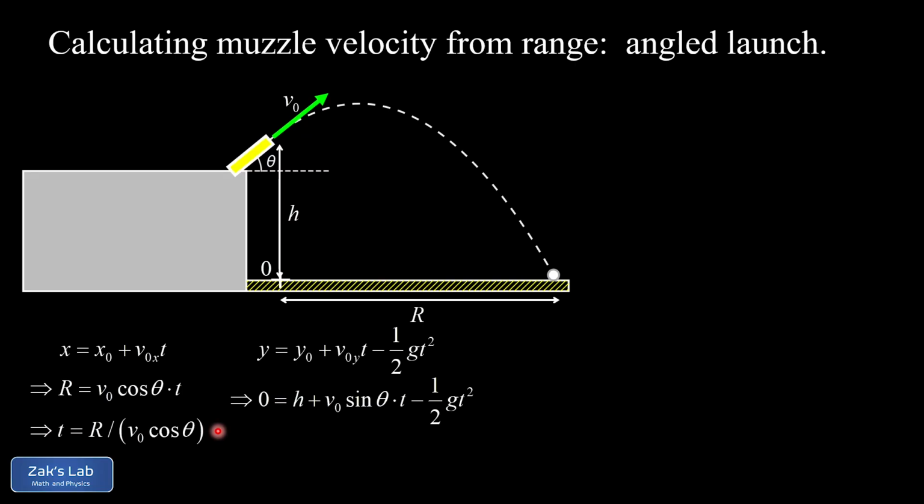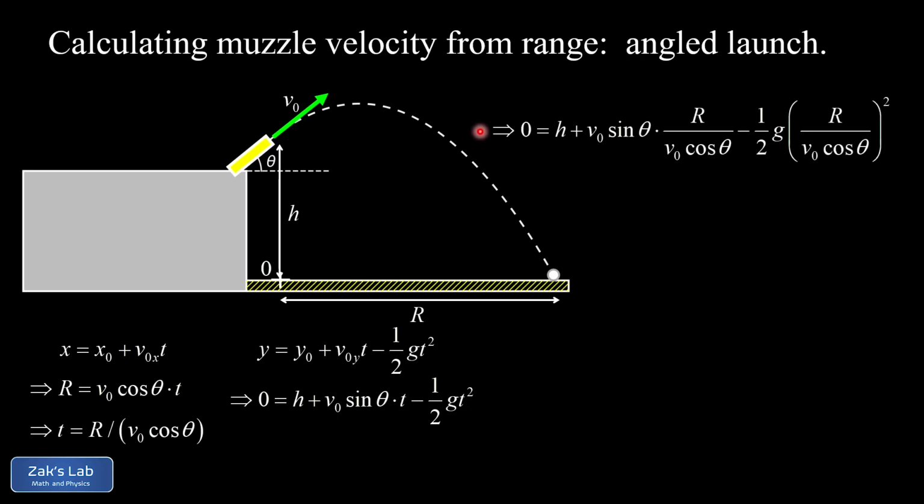Now, the flight time of this projectile is not what we're interested in, and that's actually why I solved for it in the horizontal equation. And what we're going to do here is take that flight time expression, r over v naught cosine theta, and then we're going to sub it in everywhere we see a t in the vertical equation.